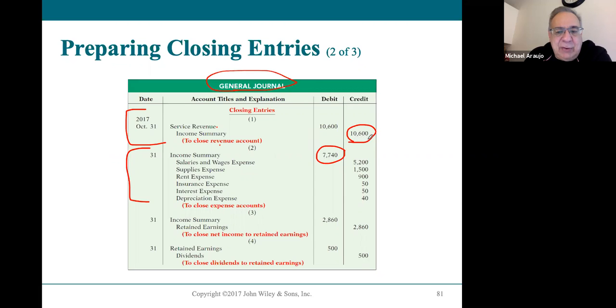You had $10,600 of revenue for this company, Sierra Corporation, 7,740 of expenses. So right in the income summary account, you have revenue on one side, expenses on the other. These are the totals. The third step is now we can dump the difference into retained earnings. So we don't need income summary anymore. So in order to, again, this is the only time we use income summary.